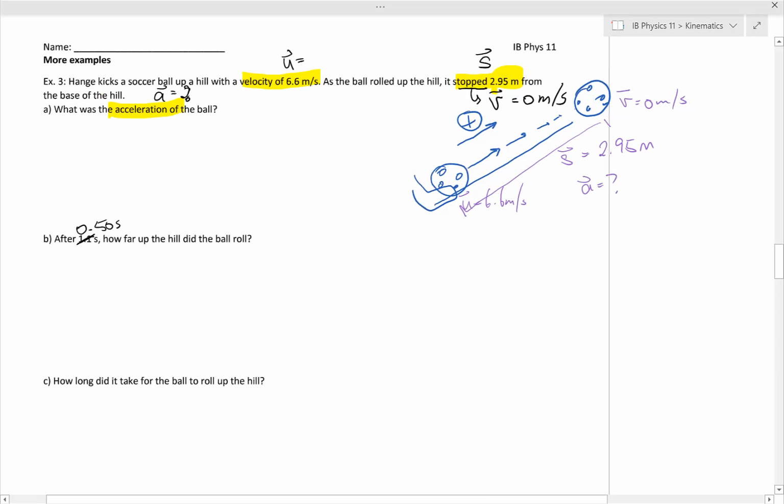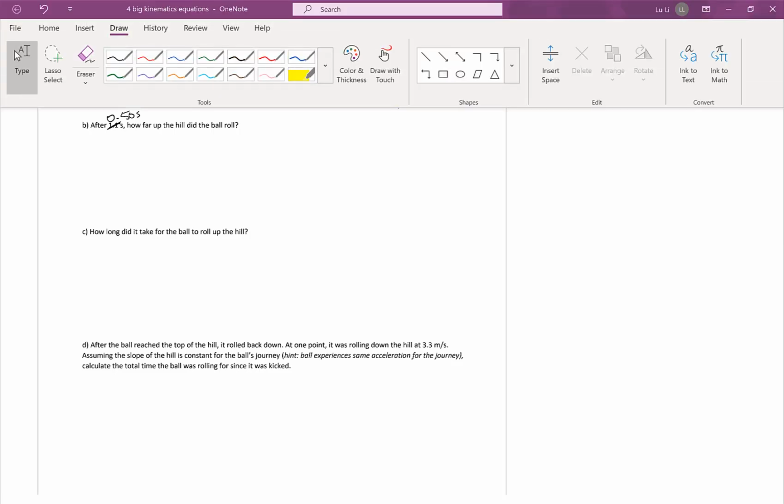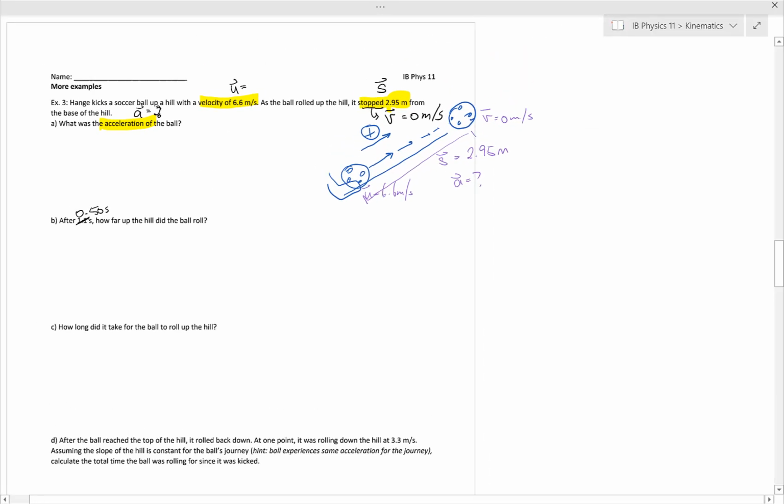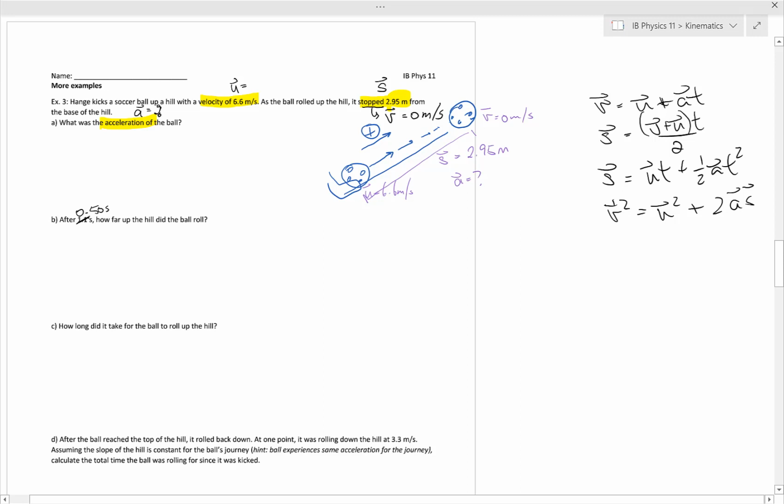I'm going to write down the 4 kinematics equations on the side for our use in this entire problem. Since we're talking about acceleration, we know we have to use one of these kinematics equations. Which one? Well, we have initial velocity, we have displacement, we have final velocity, and we need to find acceleration. Let's find an equation that has all 4 of these variables. If we go down the list, we come up to the 4th one: final velocity, initial velocity, acceleration, and displacement, including our unknown.